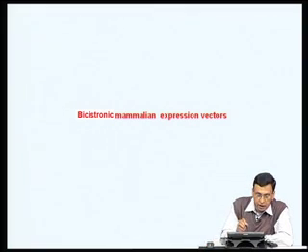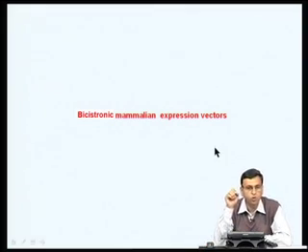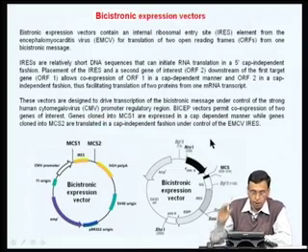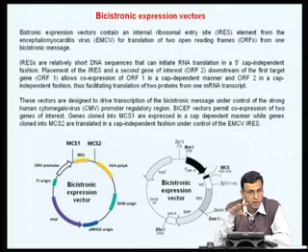I am going to now spend some time to explain another very important feature of a new kind of expression vector called bicistronic expression vectors. So far we talked about expression vectors in which you are introducing one gene and therefore only one protein can be made from the vector.